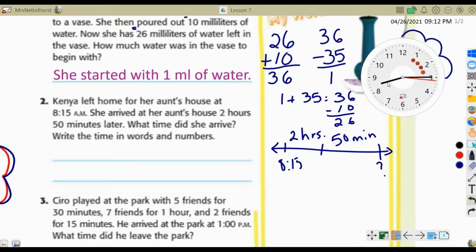All right, so she arrived at her aunt's house 2 hours and 50 minutes later. So let's take the little hand and move it 2 hours. 1, 2. The hour is now 10. The minutes are still 15. So we're going to mark 10:15 here.